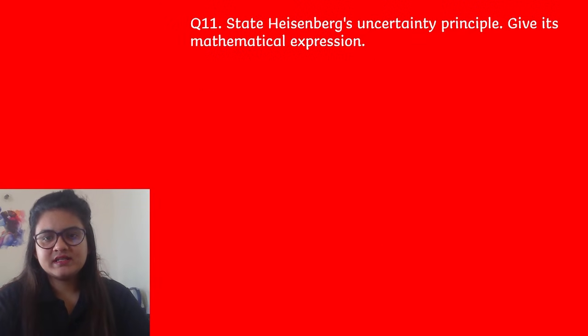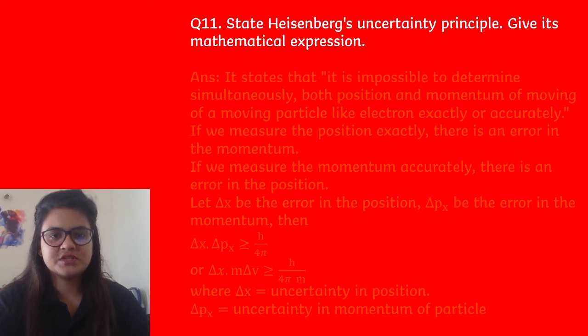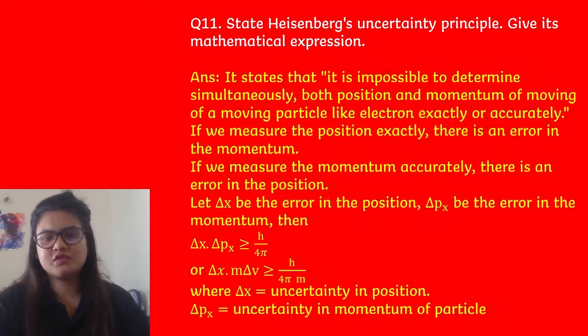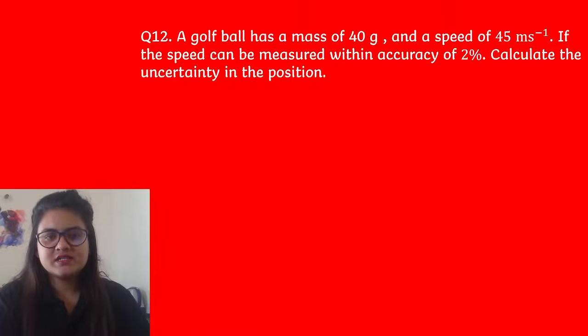Let's proceed. State the Heisenberg's uncertainty principle, give its mathematical expression. It's a very important question. As you know, it's impossible to determine simultaneously both the position and the momentum of a moving particle like electron. And the expression is delta x into delta p, p is the momentum, is greater than or equal to h by 4 pi. That's it. Let's proceed.